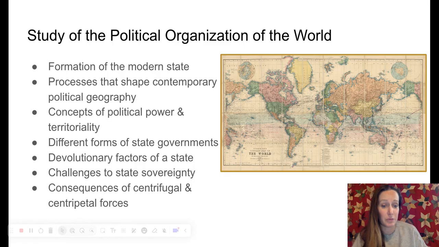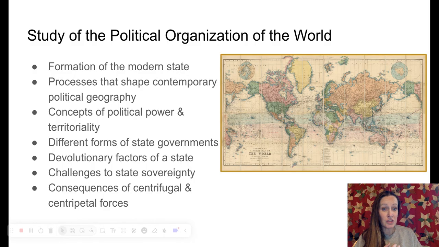We want to learn about concepts of political power, what makes it that a nation has power or that it doesn't have power, and their territory, different forms of state governments. What is the difference between a democratic republic and a theocracy? Devolutionary factors of a state. Devolution is a popular term if you've studied government already. Think of our country: devolution is the federal government returning powers to the states. So how is devolution in some states reducing power to more localized regions?